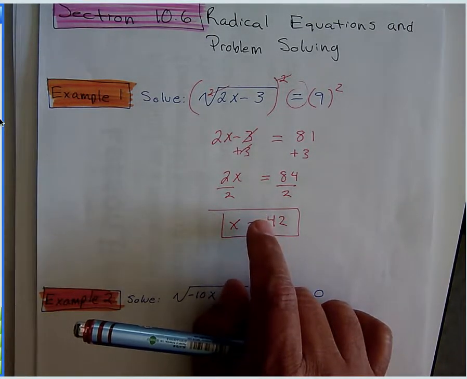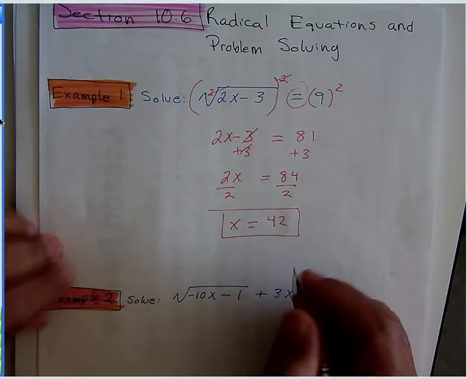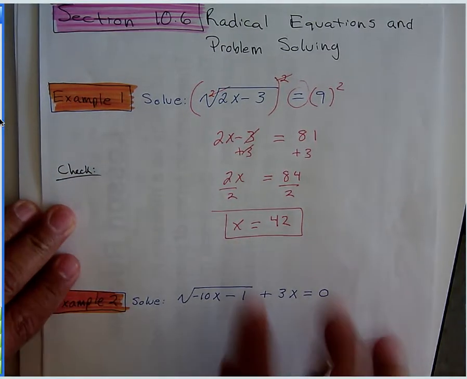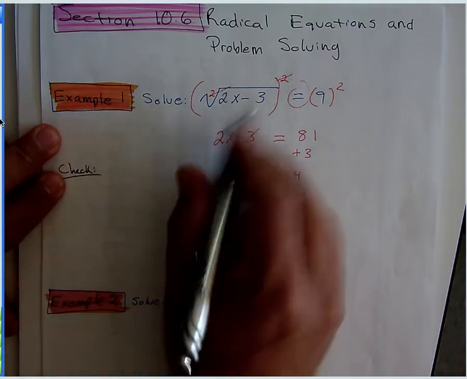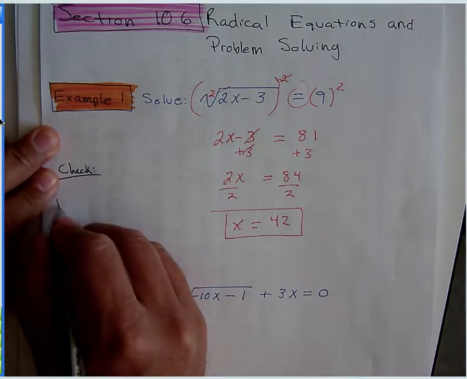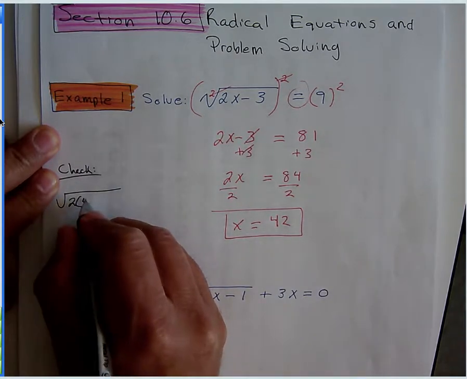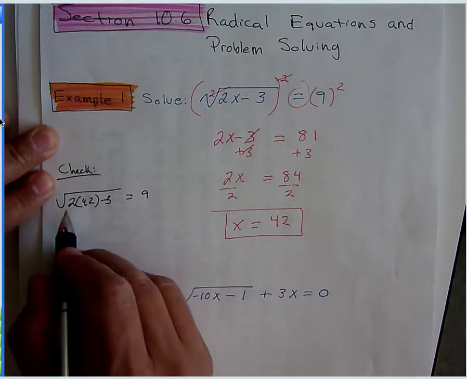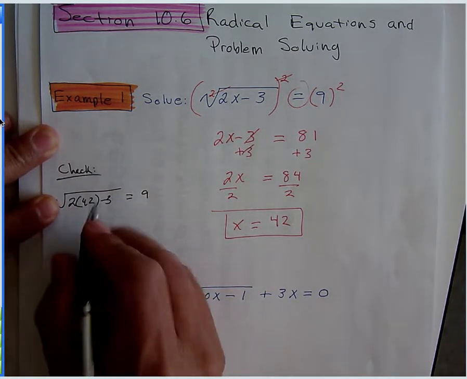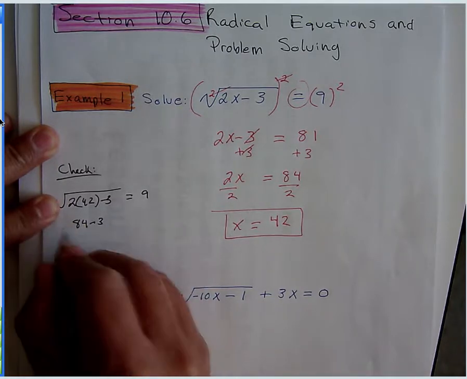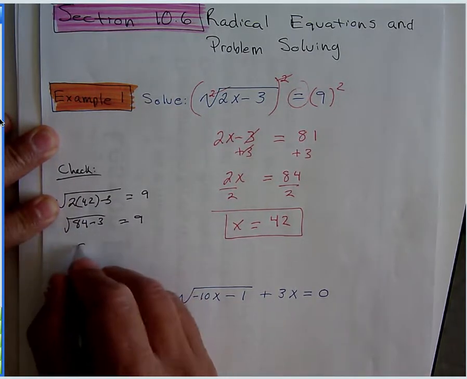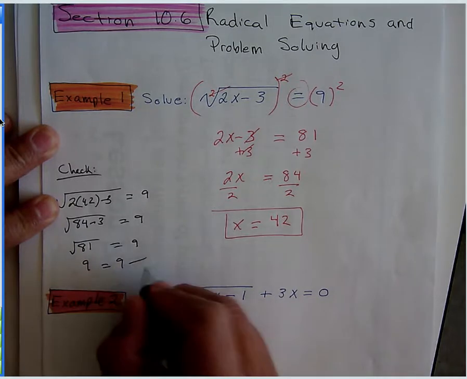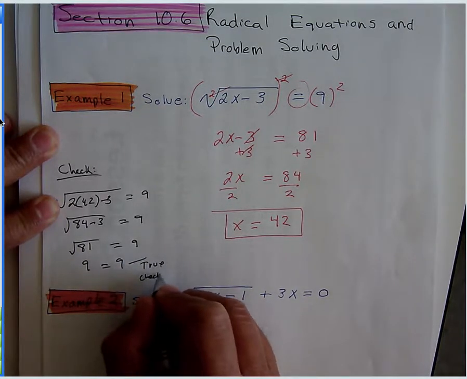Sometimes you guys need to check just to see if it's true. I'm not gonna do it every time, but if you guys want to check to see that the answer is correct, you're gonna put it in the original. So 42 minus 3 equals 9. So 2 times 42 will give you 84 minus 3. 84 minus 3 is 81. Square root of 81 is 9. So it checks. It's true. It checks. So that means that's the answer.